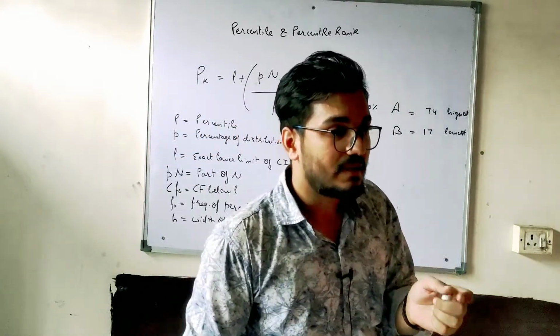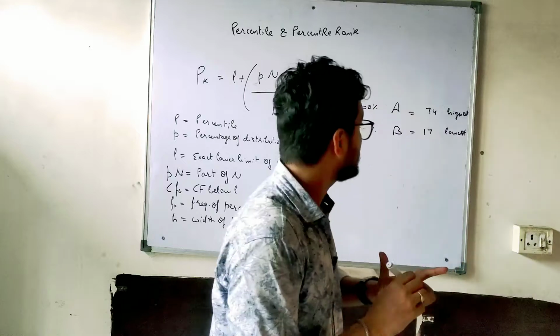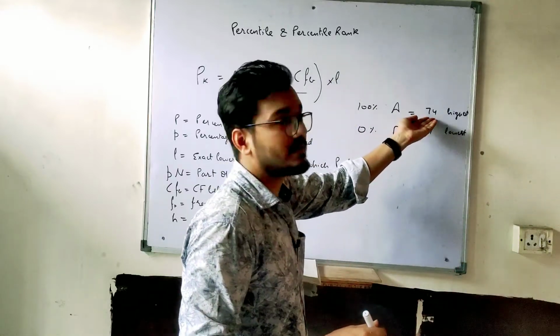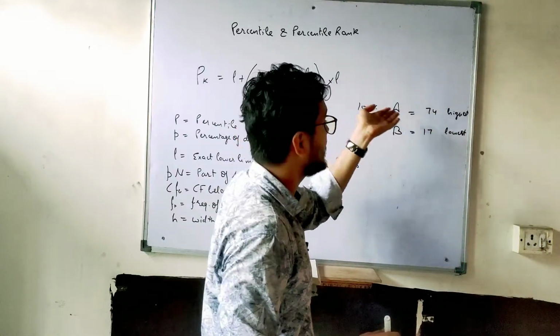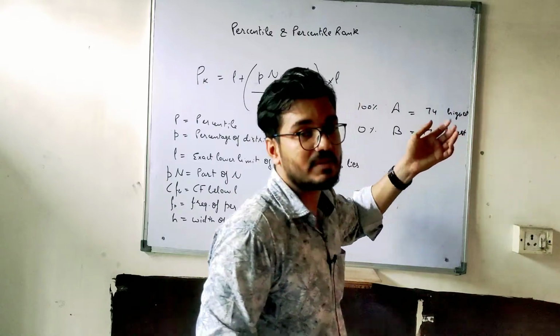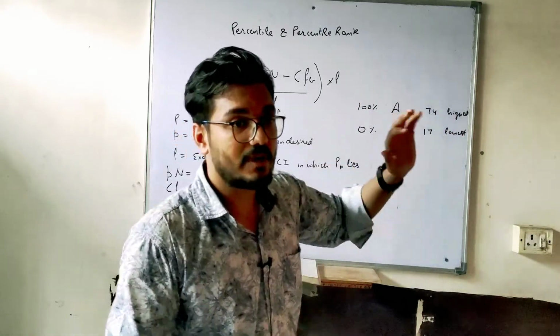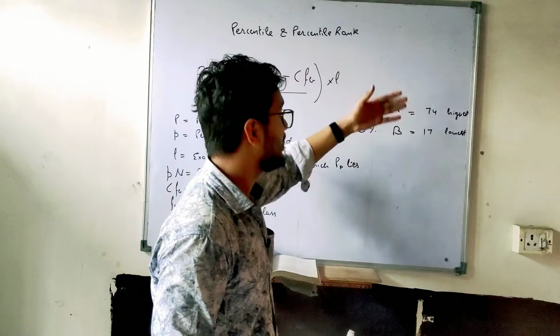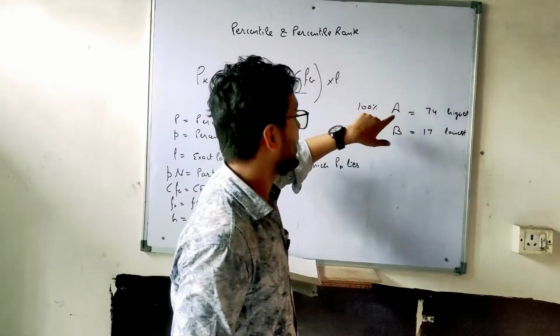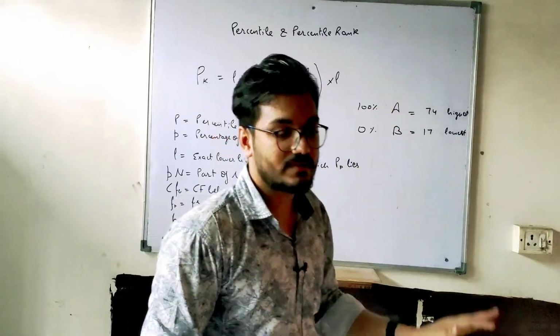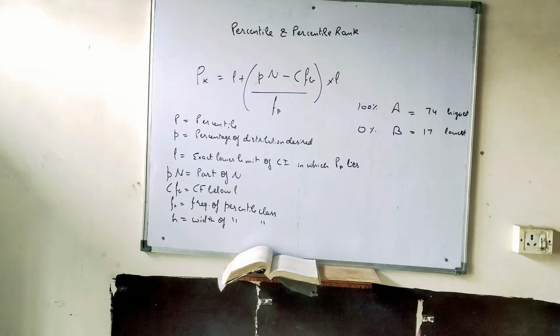Percentile means the criteria we have decided. Maximum marks means 100 percentile, and the lowest, minimum marks, is 0 percentile. So 0 percentile means every student lies above it, and below the top every student lies. So this is percentile.